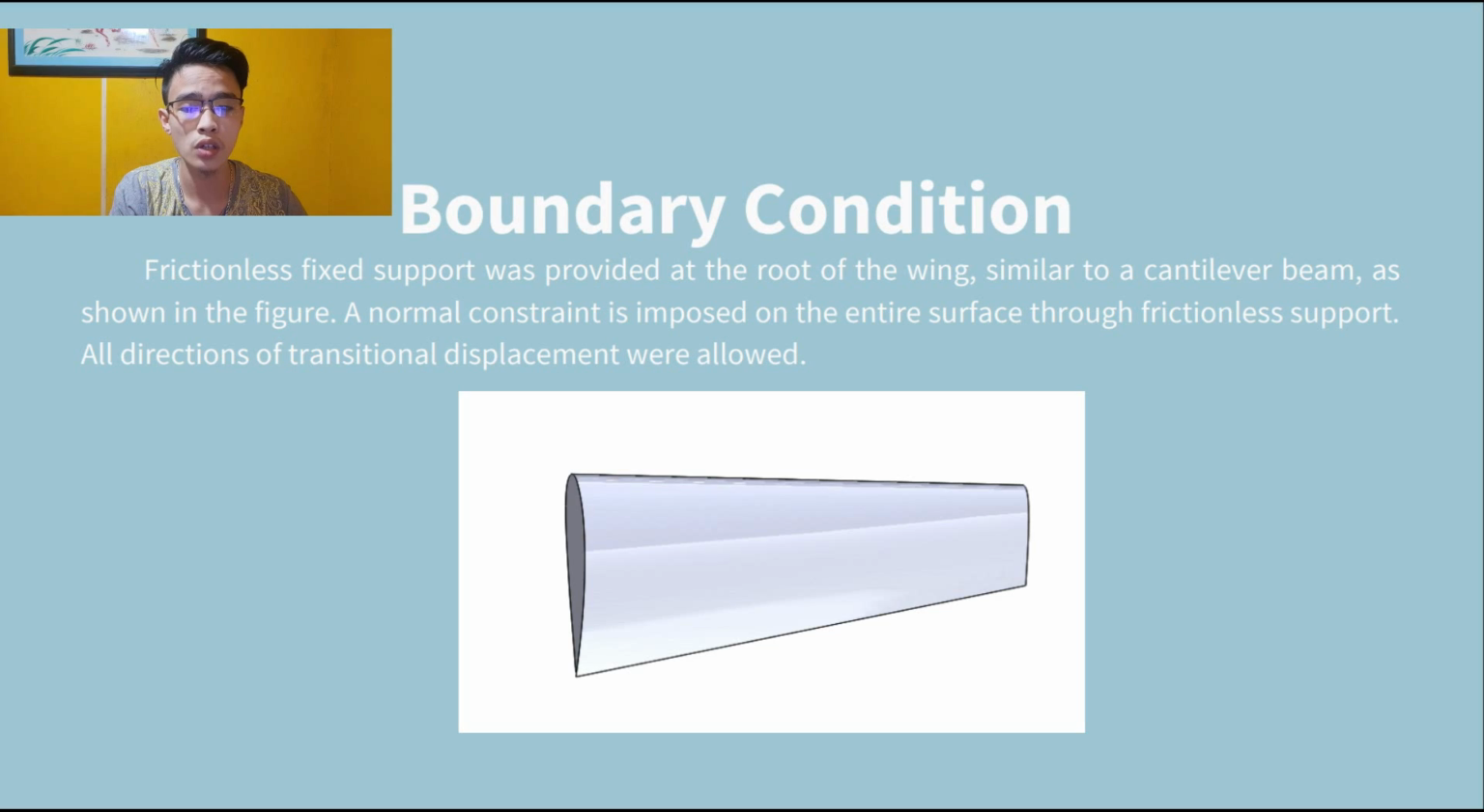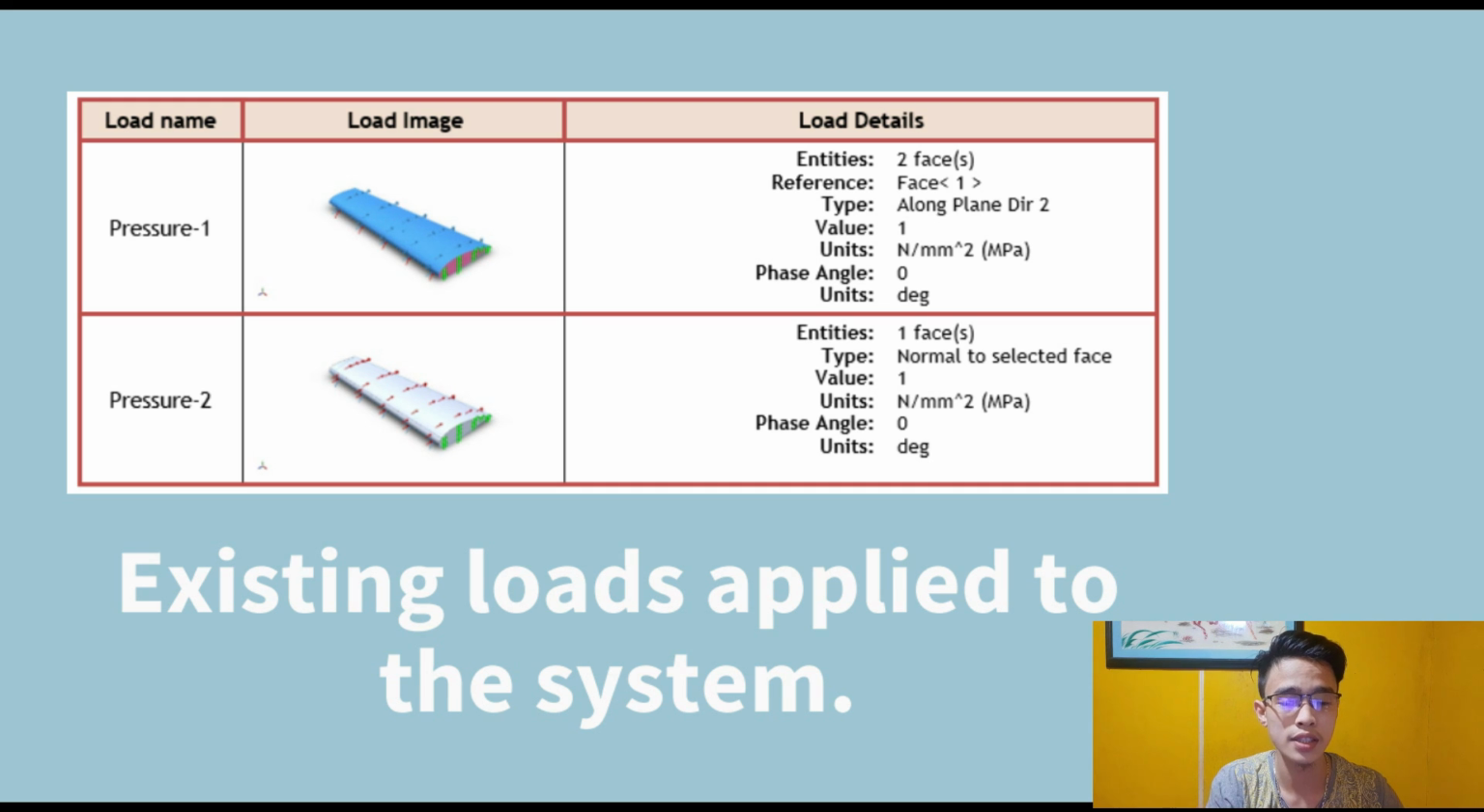So next, we have the boundary condition. At the root of the wing, frictionless fixed support was given, similar to a cantilever beam, which is marked black in the figure presented. Frictionless support places a normal constraint on the entire surface. Translational displacement was allowed in all directions. Next, we have the existing loads applied to the system. Here we consider two forces, which are the lift force and the drag force.